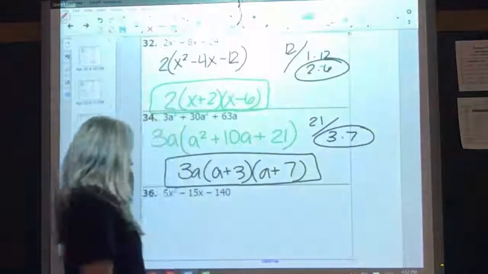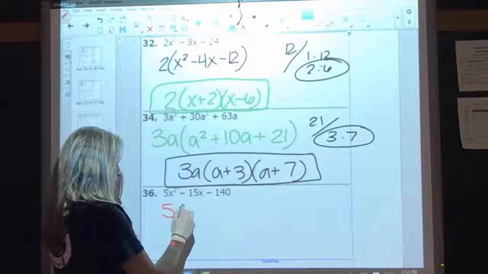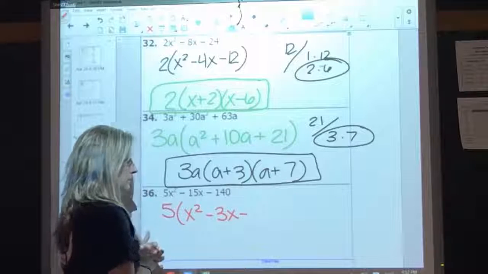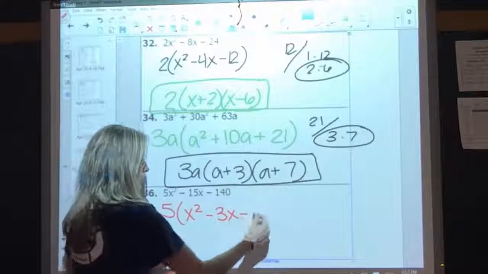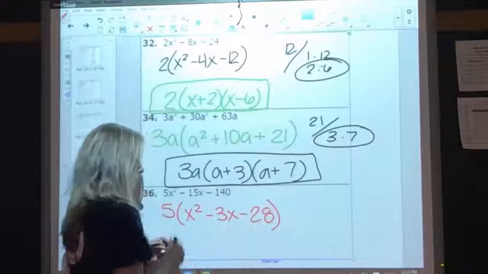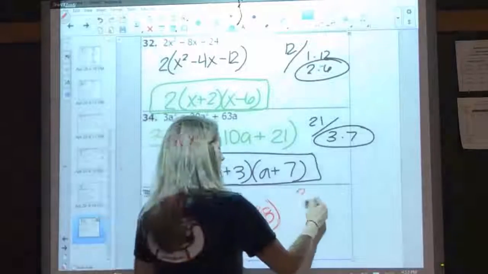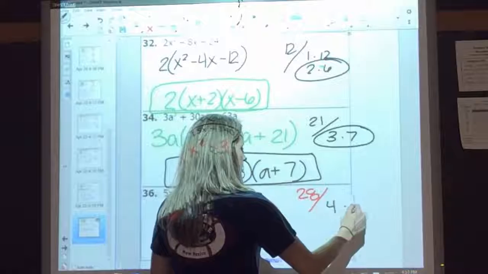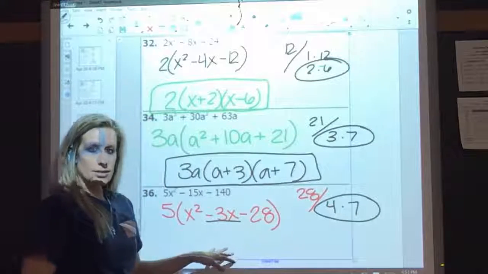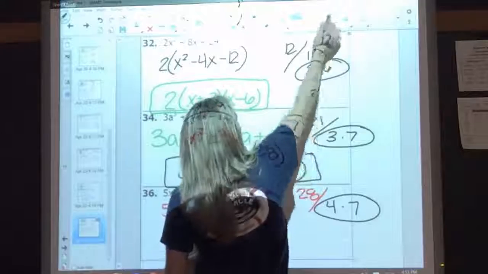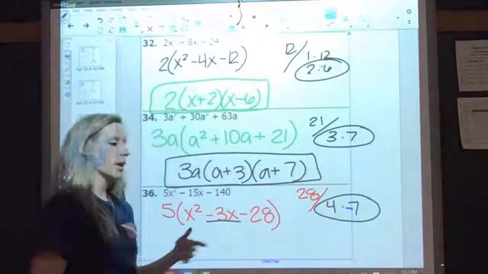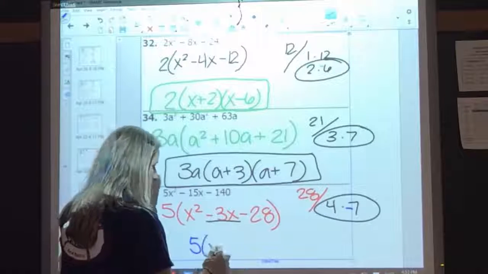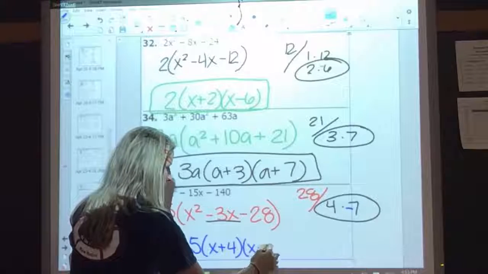All right, last one. They have a 5 in common, so you should have taken out a 5 and gotten x squared minus 3x minus, oh goodness, 28. Okay, so factors of 28, and the 2 that'll add or subtract to give me negative 3 are 4 and 7. And since I need a negative 3, I'm going to give the negative to the bigger number, so 4 and negative 7. Okay, so you should have gotten 5, x plus 4, x minus 7.